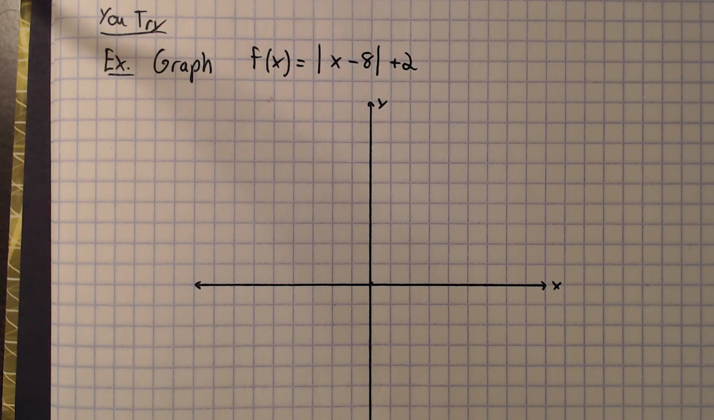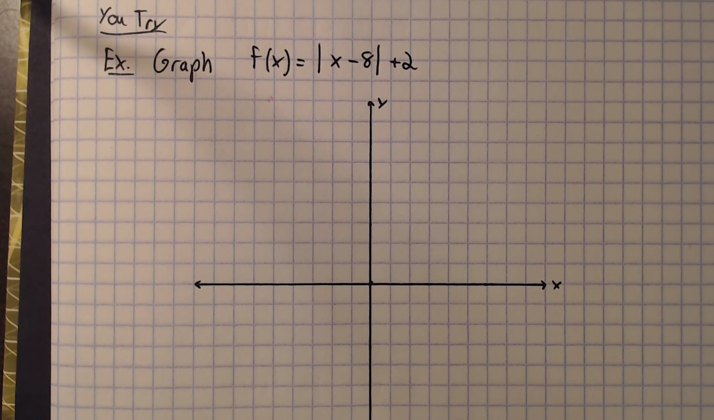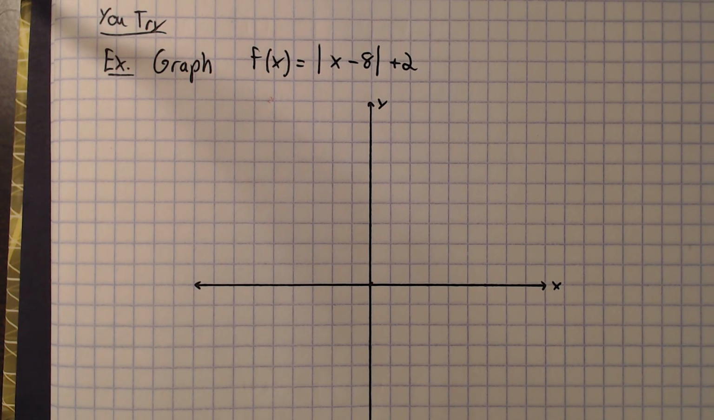Alright, so there's no multiplier in front of this one. There's no negative sign, so we're not flipping. So it's going to be the regular V shape. But that negative 8 inside the function tells us to go positive 8. And then we have a plus 2, which tells us to follow the sign and go up 2. That's where the center or the vertex, whatever you want to call it, of this function is going to fall.